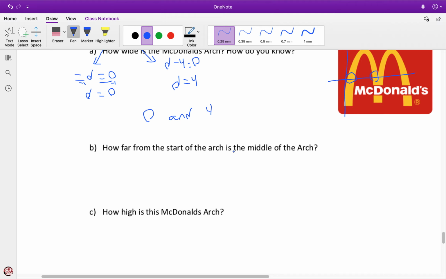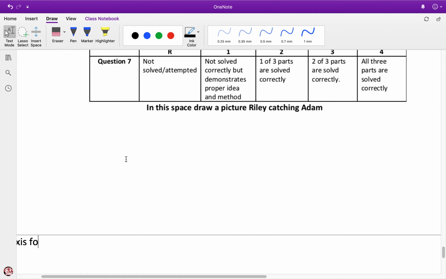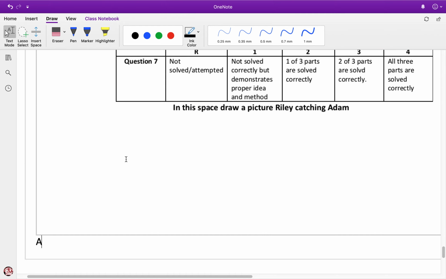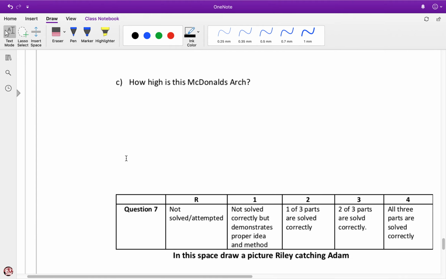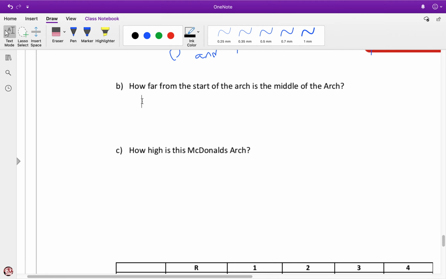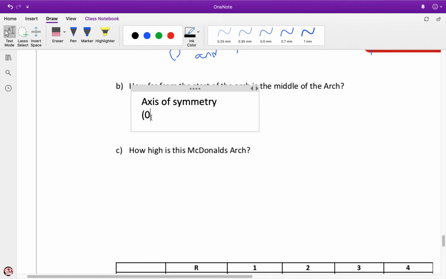How far from the start of the arch is the middle of the arch? Well, all I'm asking for is your axis of symmetry. I can never spell symmetry, right? So if we remember, that's where you add them up. So 0 plus 4 divided by 2 equals 2.